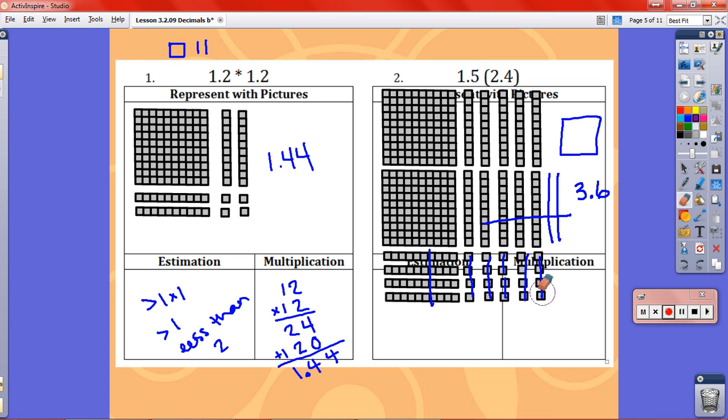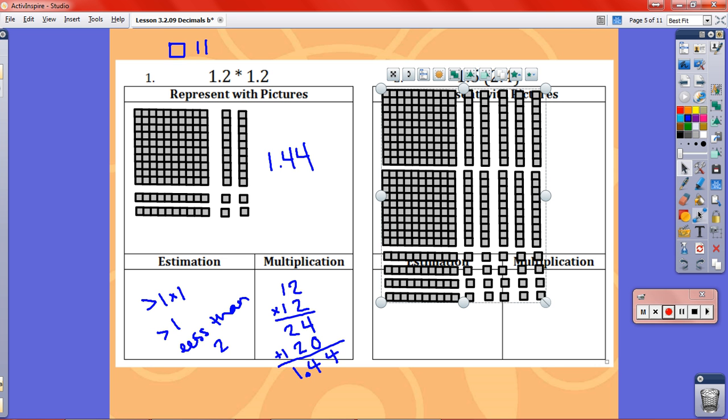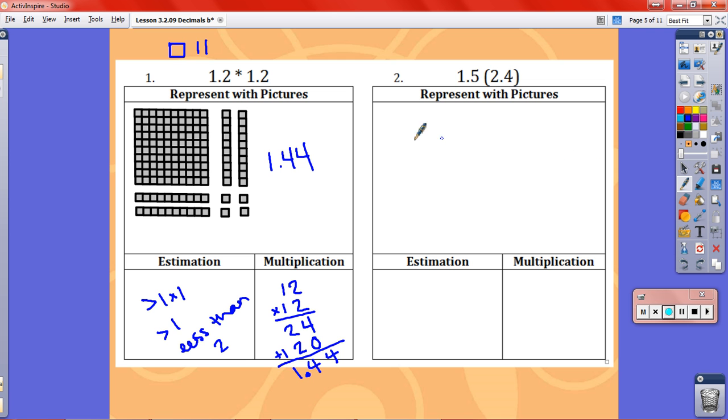Now I'm going to show a more simplified picture of this, because that obviously took a lot of space and it really doesn't need to take that much space. So same thing, but with a simplified picture. Let's do it by drawing 1 and 5 tenths across. And then I need 2 whole groups of that. So that's the second group. And then 4 tenths of a group. So that's 1, 2, 3, 4 tenths of the whole group.